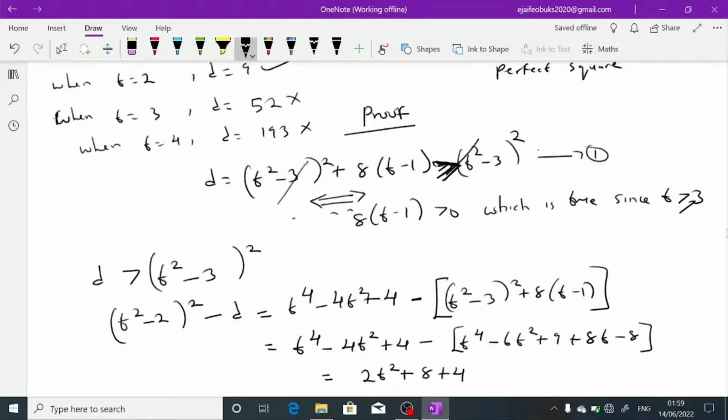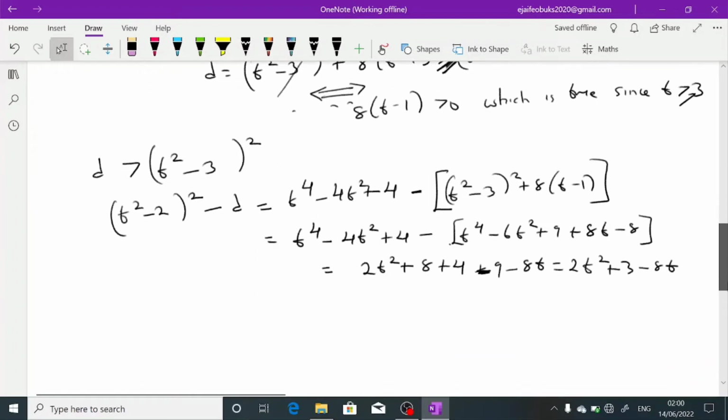You can check the subtractions by yourself. Minus, okay, subtraction is correct. It's just basic subtraction. This is 2t square. Okay, this should be minus 9. Yeah, plus 3 minus 8t. Yeah, it is correct. The subtraction is actually correct. It's just an expansion of brackets. You can check this by yourself. Correct.